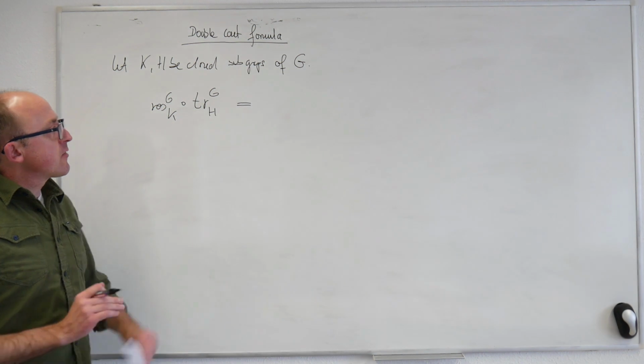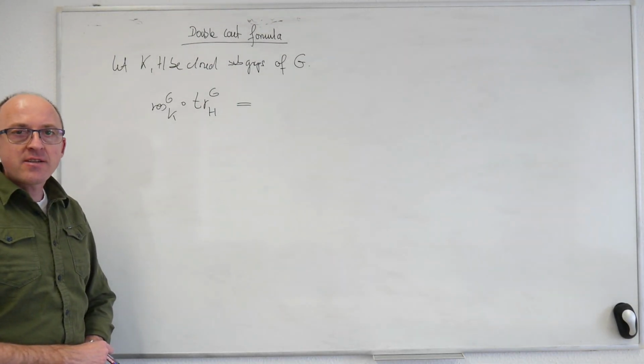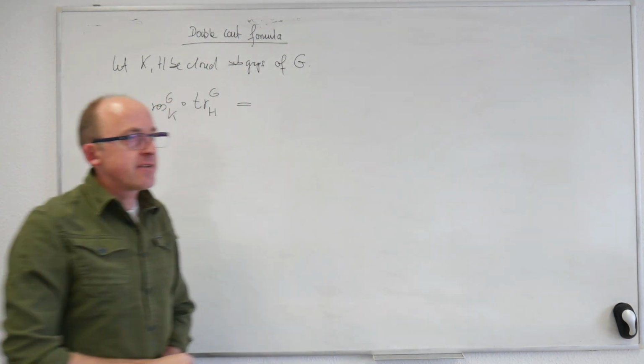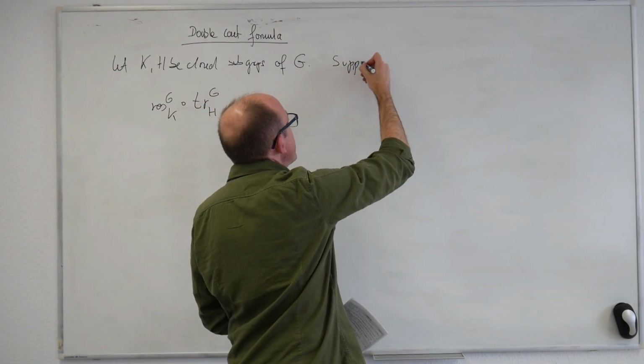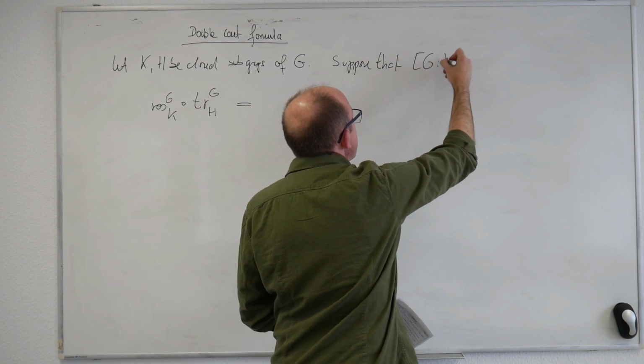So before giving you the general double coset formula, I would like to remind you of a special case that we discussed last term, namely when G and hence H are finite, or more generally when H has finite index in G. Suppose that the index of H in G is finite.